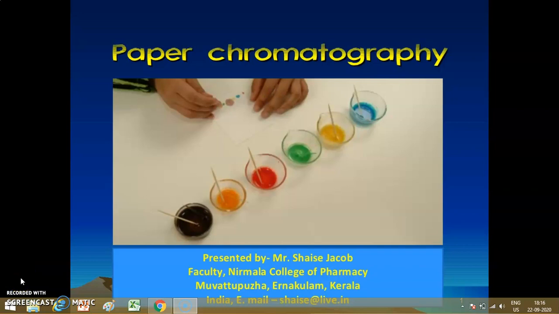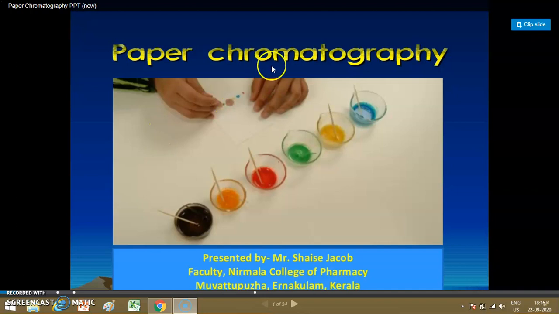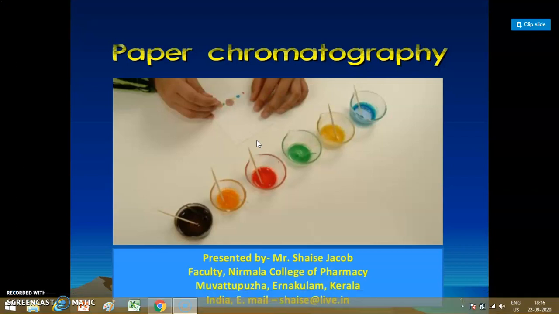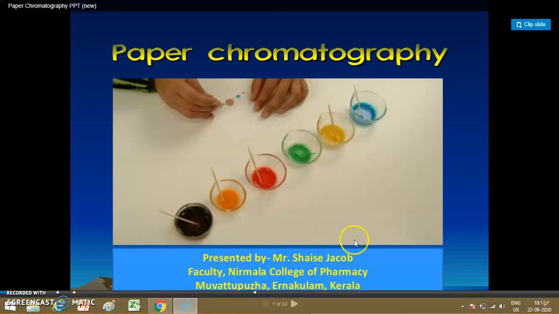Good evening, students. Today we will discuss more about paper chromatography. Already we have seen a video and we have already discussed this in short videos. Today we are going to discuss it in detail. Paper chromatography is the first and foremost and easiest method among all the other types.